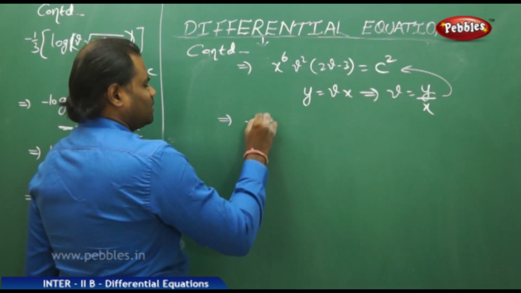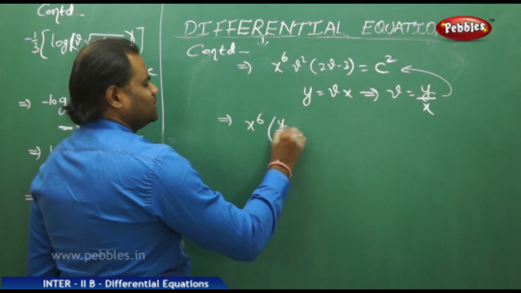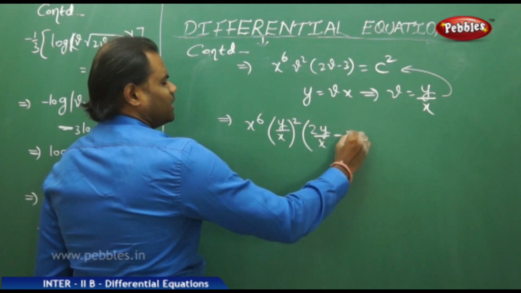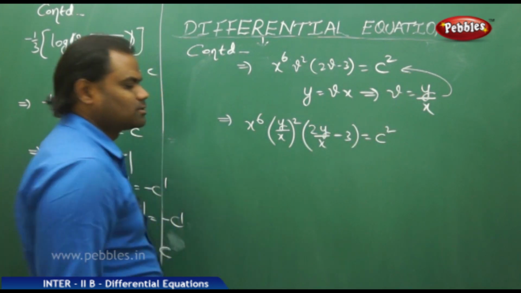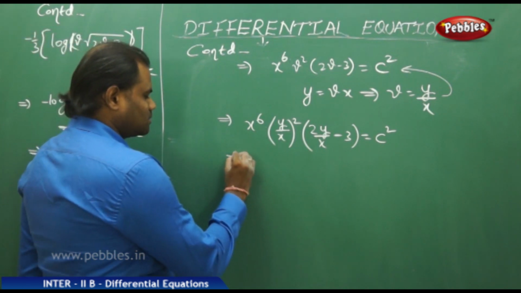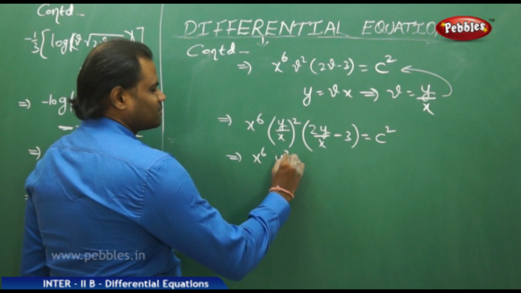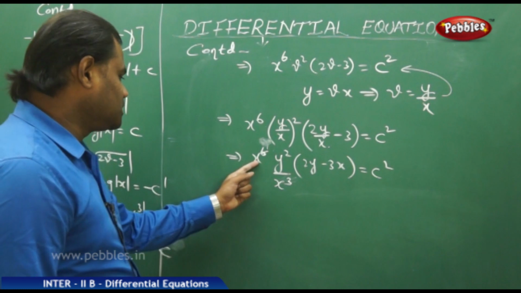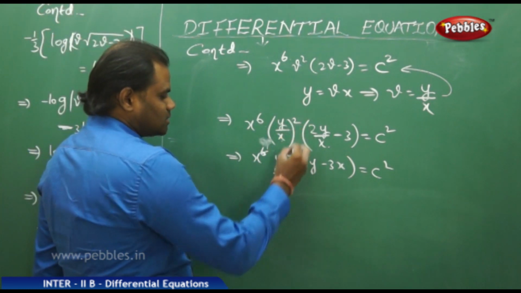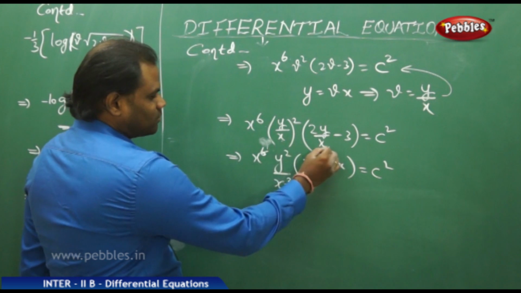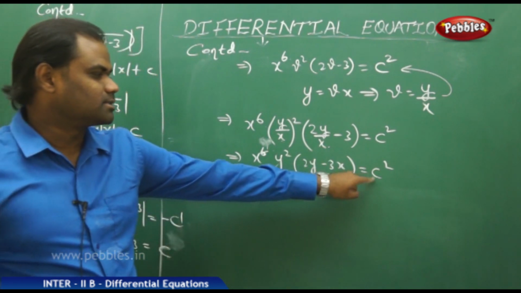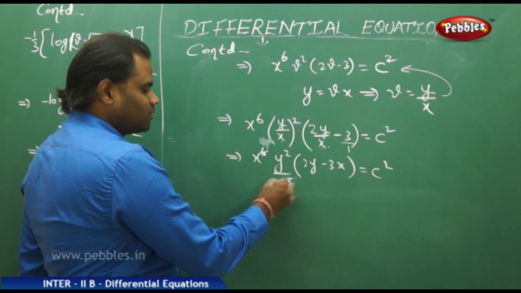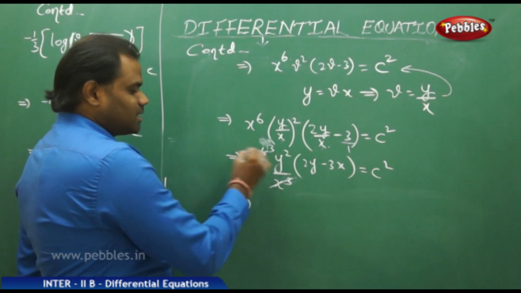That implies x power 6, v square is y by x whole square, and 2v, which is y by x minus 3, is c square. So this, on simplification, gives x power 6 y square 2y minus 3x. Now as we see here, this is y by x, so y square by x square times of x, which becomes x cube times this equals c square, by taking LCM and multiplying x with x square. This, on further simplification, gives this as x cube.